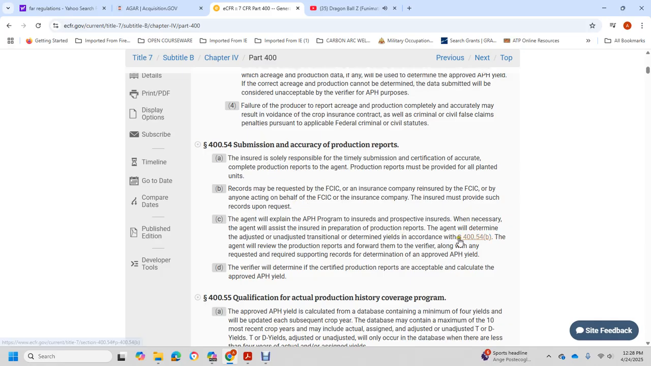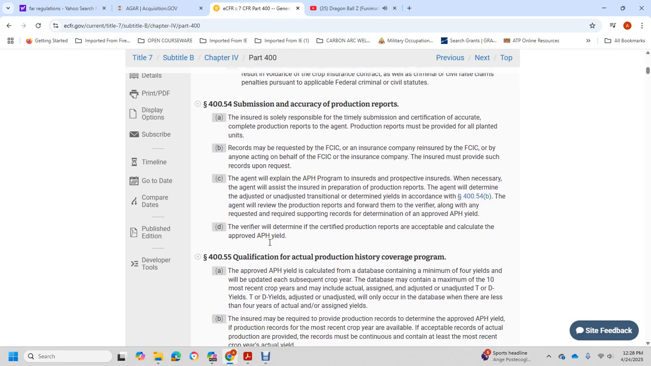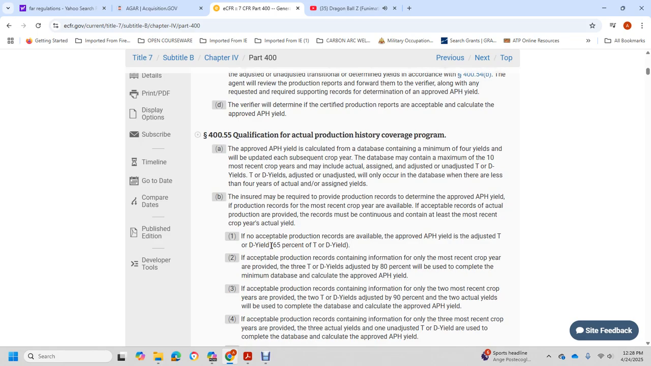Supporting records are the determination proof of the actual production history yield, which is verified from the certified production report. 455. Qualification: actual production history for the coverage of the program is calculated from a database containing a minimum of 4 years, updated with each subsequent crop year, with a maximum of the 10 most recent crop years, and includes actual yields in line with the adjusted or unadjusted T&D yields.